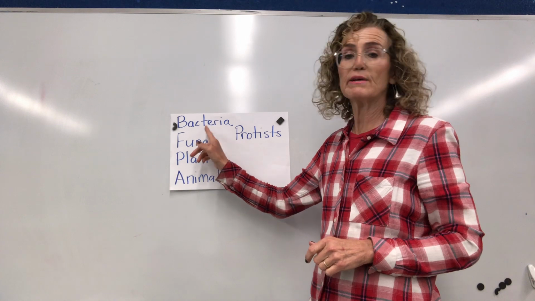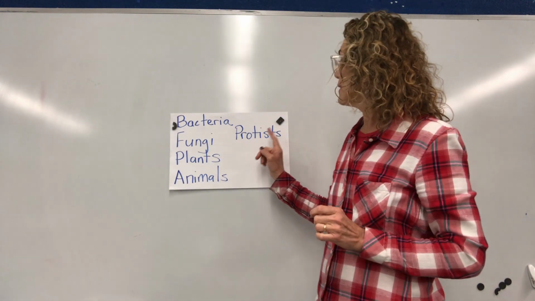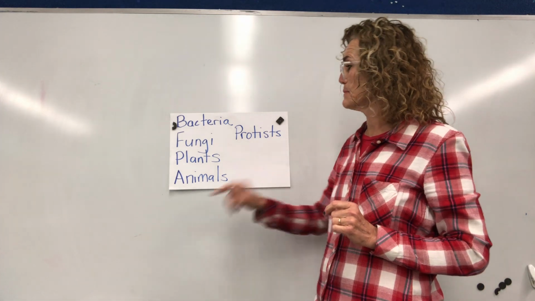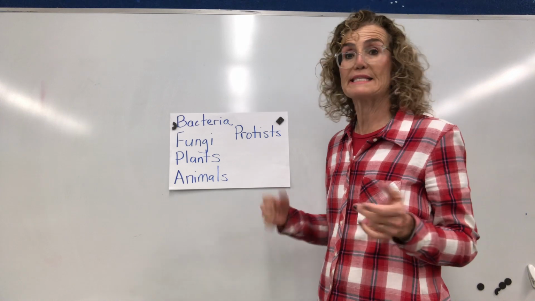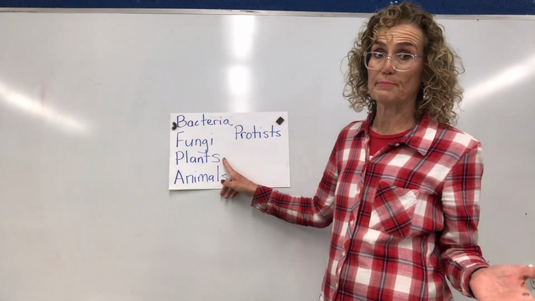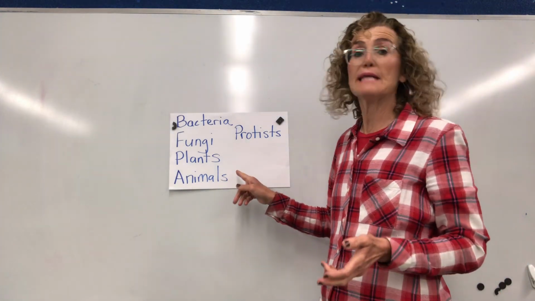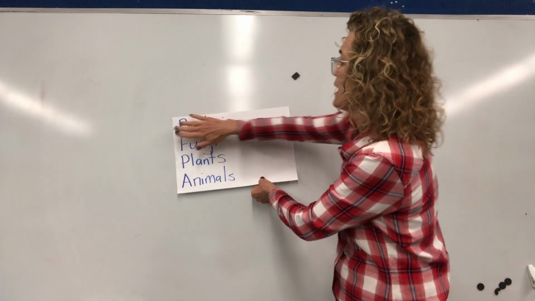Protists. So bacteria are very small single-celled organisms. Protists are slightly bigger organisms and multi-celled organisms. Fungi, like mushrooms and mold and slimes, they're all fungi. Plants, we'll talk about plants a little bit more, and animals, like us. We are an animal. So now we're going to talk a little bit about plants.